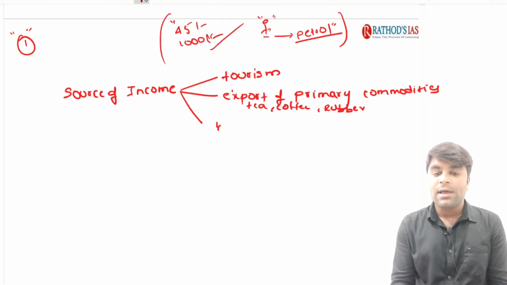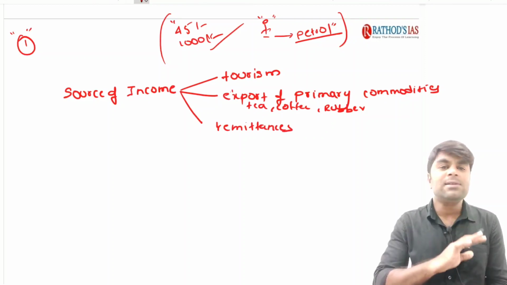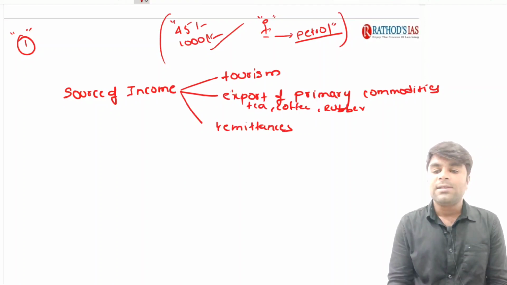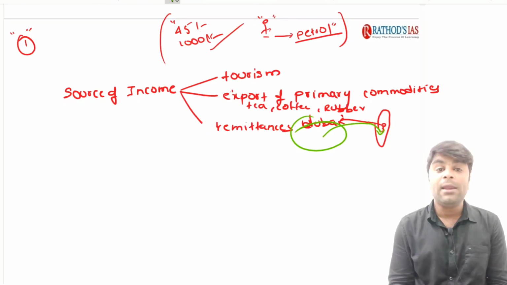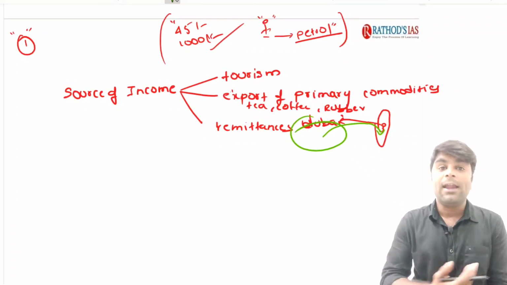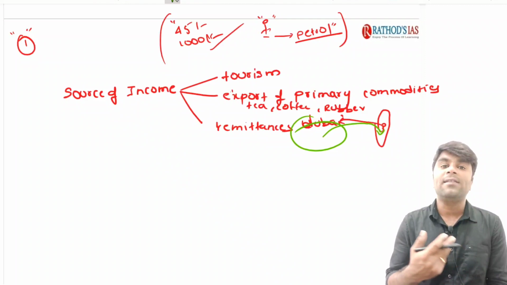And the third one is remittances. Do you know the meaning of remittances? Say, for example, any Sri Lankan moving out of the country and living or working in some area, say in Dubai, sends money back to the home country. That money is considered remittances. If I go to Dubai and work there, and send money back to India, we call it remittances.